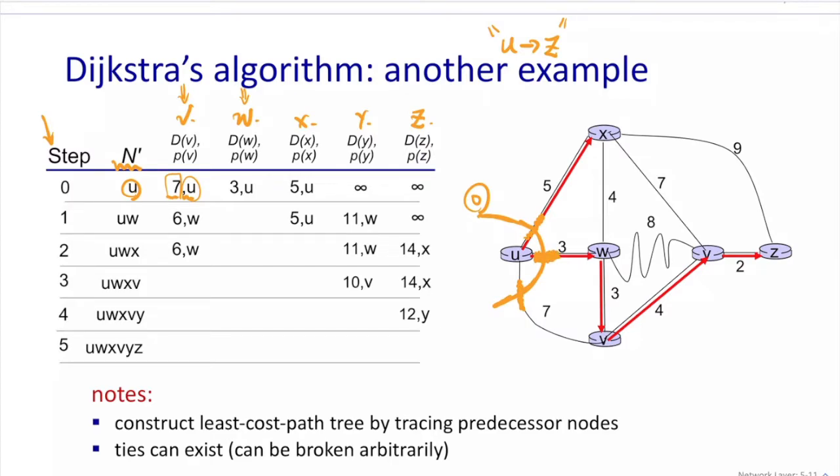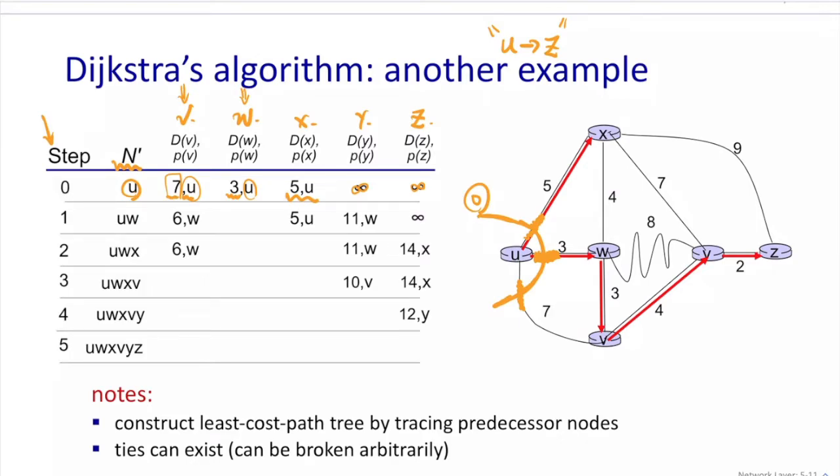Okay, so you write down 3U, right? You can reach W through U, and the cost is 3. And next one should be this one, right? 5U, because the link between U and X is 5. But you cannot reach Y and Z through this orange boundary, right? So you simply just write down infinity right here. So that is your step number 0.